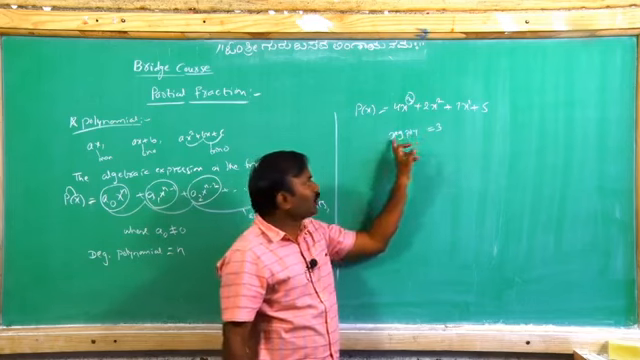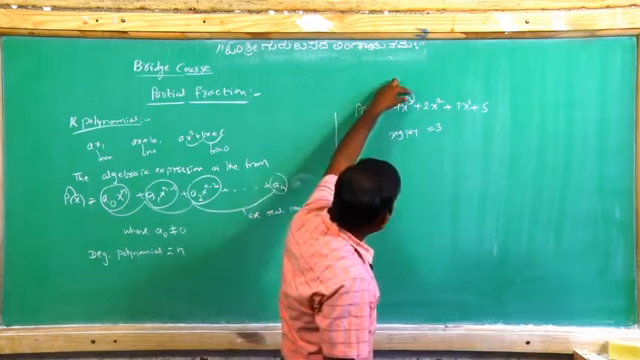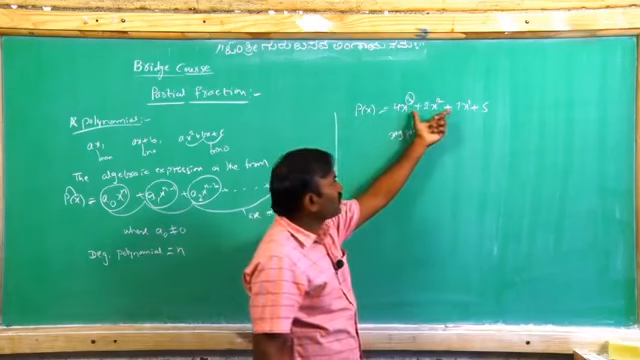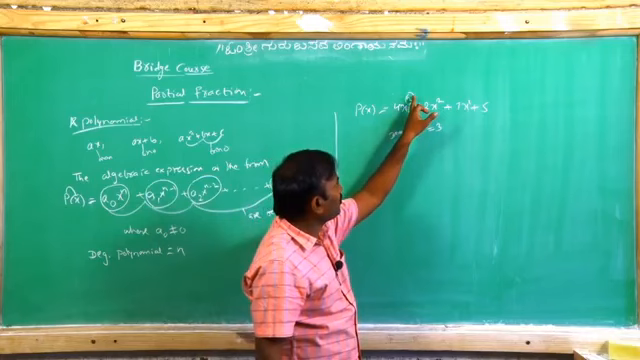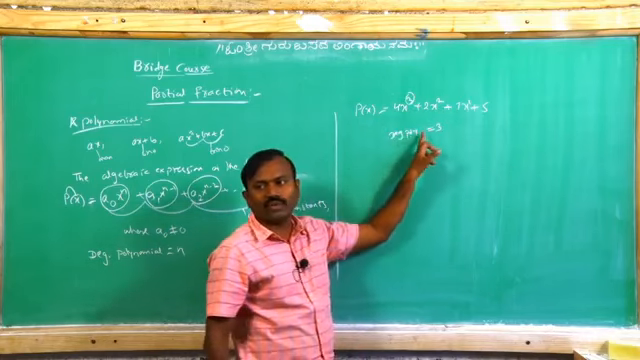So what is the definition of degree of polynomial? The highest power of x that exists in the expression is called the degree of polynomial. In this polynomial the highest power of x is 3. So 3 is called the degree of the polynomial.